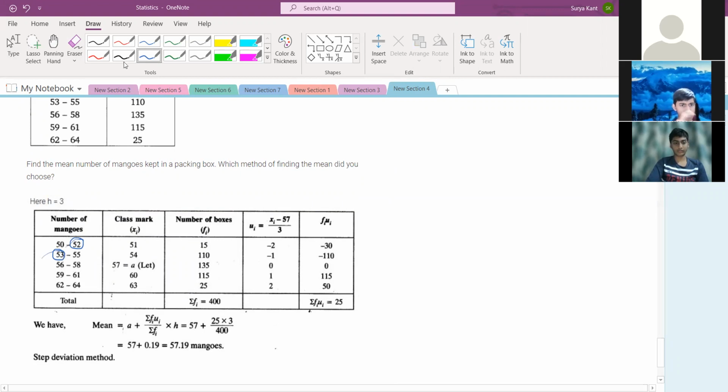It's not matching. There must be a gap, right? Yeah, this must be a gap 100%. Like you add 50 plus 52 and divide it by 2. So 102, so that's 51.